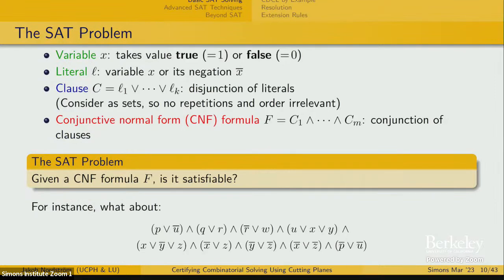So just to make sure we're on the same page, we're starting with the SAT problem. So a CNF formula, a conjunction of clauses. Every clause is a disjunction of literals, that is variables or negated variables. Bar is negation. A SAT solver is asked to decide whether a formula like this is satisfiable or not.